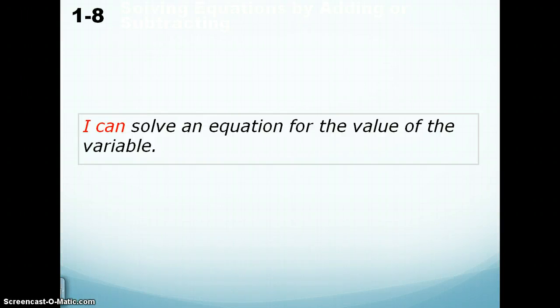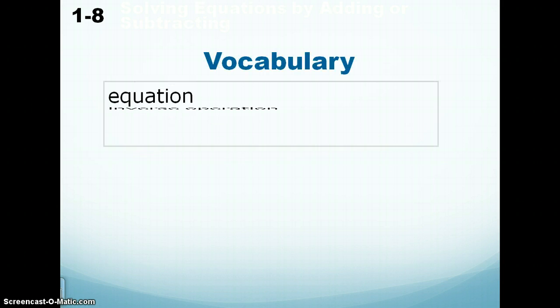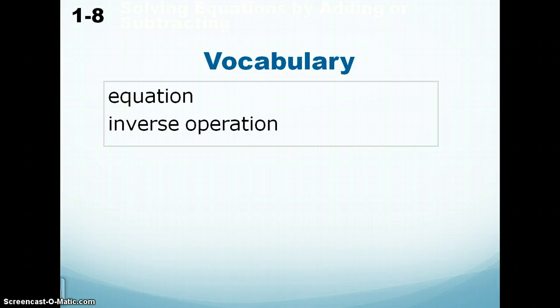Chapter 1, Section 8. Our I can statement: I can solve an equation for the value of the variable. Vocabulary: equation and inverse operation.